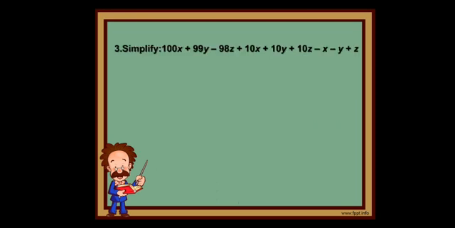So simplify 100x plus 99y minus 98z plus 10x plus 10y plus 10z minus x minus y plus z. How to simplify this? First group the like terms. First write the terms involving x, then the terms involving y, then the terms involving z.